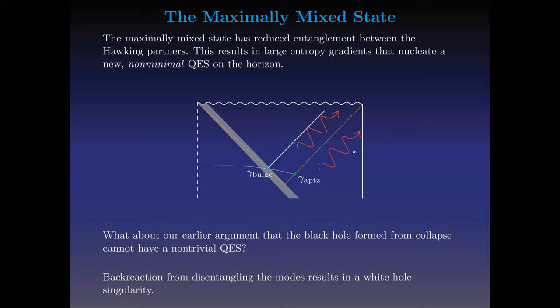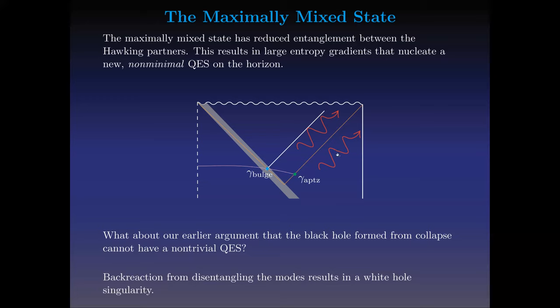So if you imagine that your radiation outside the black hole did not come from the black hole itself evaporating or radiating, then you would imagine that there's submaximal entanglement between the interior and exterior modes. And so that would certainly affect the location and the behavior of the quantum extremal surface. So for example, over here, we nucleated a new quantum extremal surface, which is subdominant, as a consequence of changing the entanglement structure between these partners.